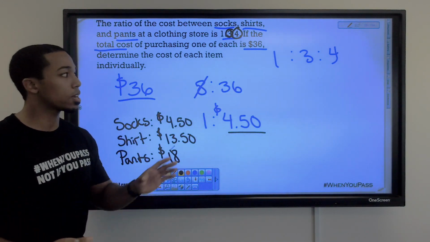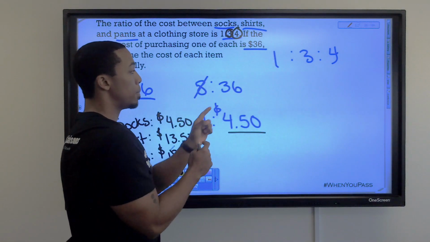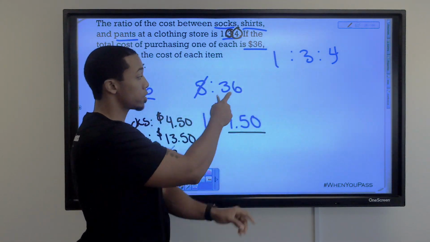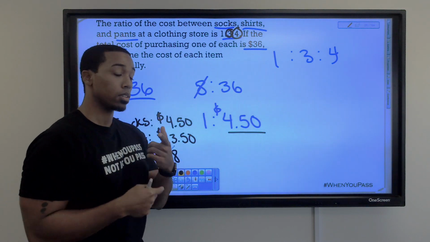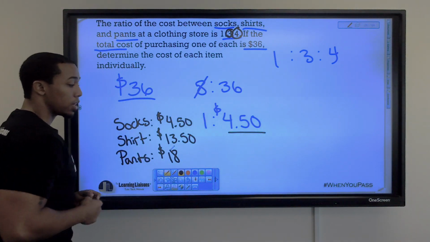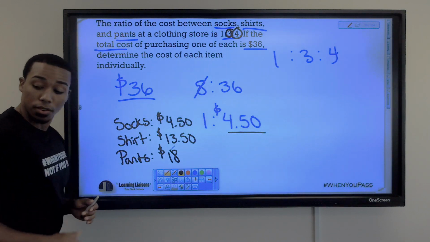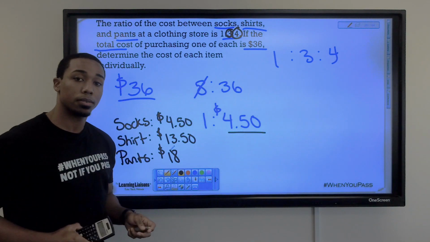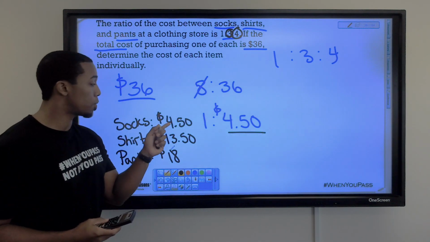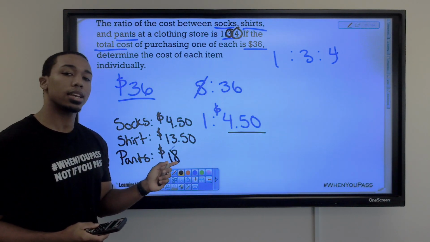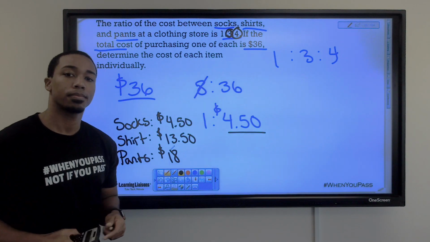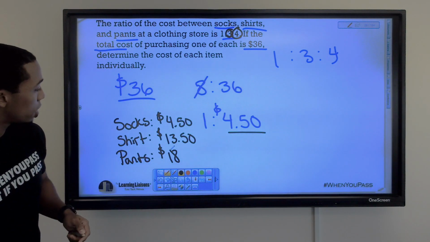So what I did again was combine the parts together because the total parts compares to the total cost. Compare the ratios in the same way. So add these all together. What do we get? We should get 36. Grab your calculator. It does. $4.50 plus $13.50, that's $18. Plus 18 again, that's 36. And there we go. We have now found the cost of each.